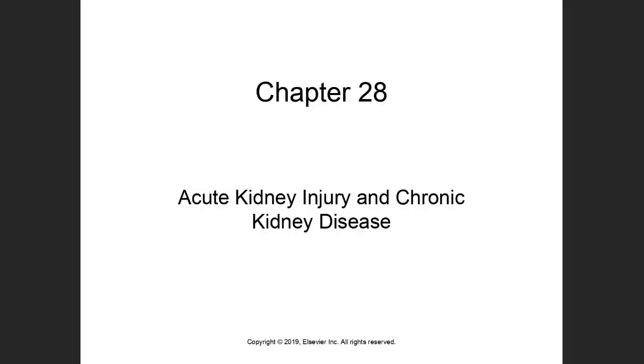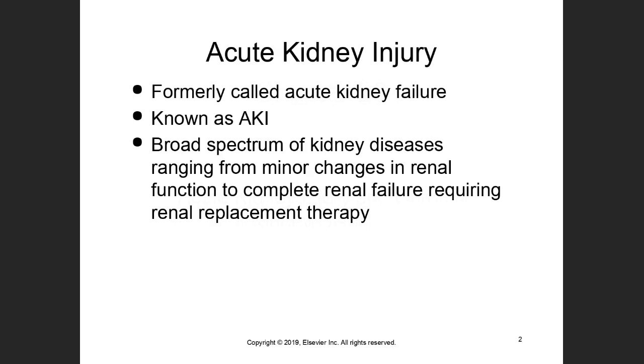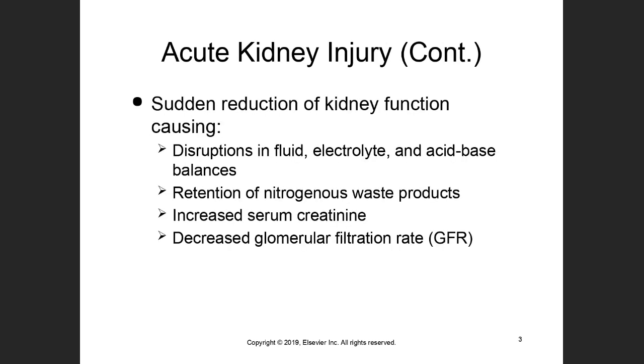Okay, next chapter is chapter 27, and right here we're going to be talking about acute kidney injury and chronic kidney disease. Okay, acute kidney injury, also called acute kidney failure, known as AKI, is a broad spectrum of kidney disease, ranging from minor change in renal function to complete renal failure, requiring renal replacement therapy, that is renal transplant.